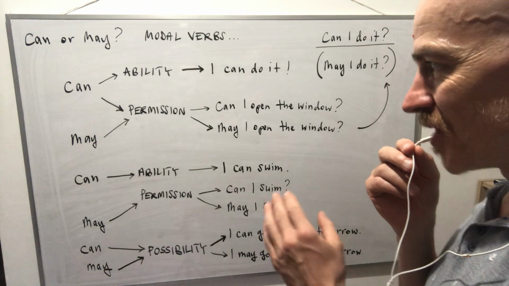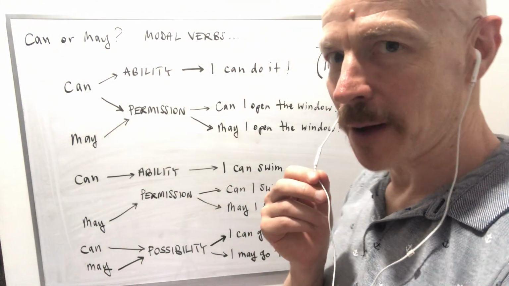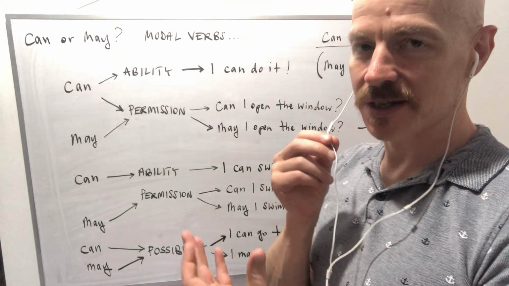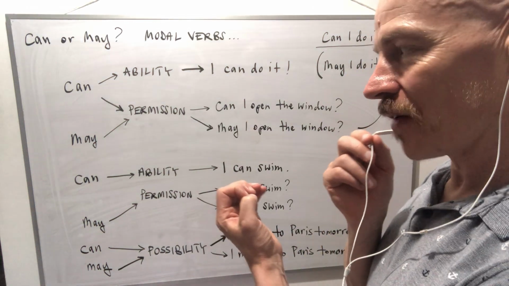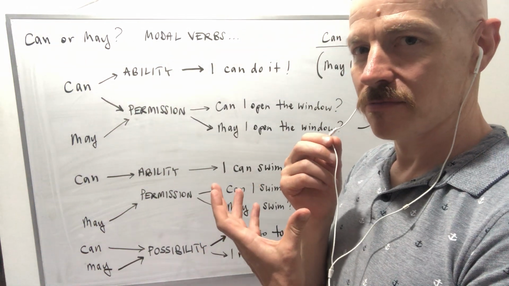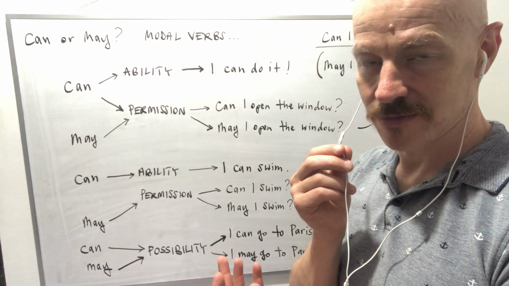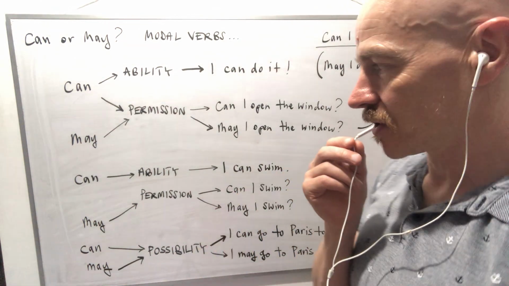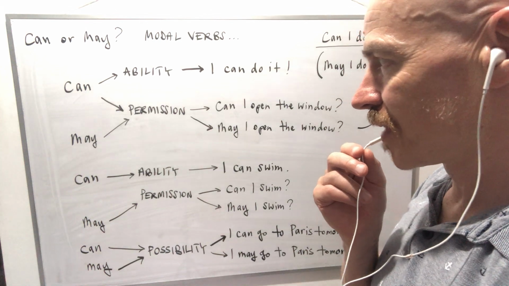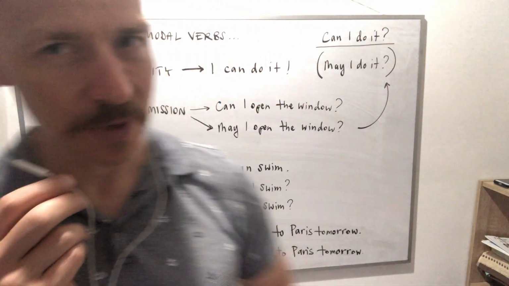Can principally talks about ability, our ability to do something, whereas may principally we use to ask permission to do something. That's the main difference. Let's give some examples and hopefully this will be a bit clearer.